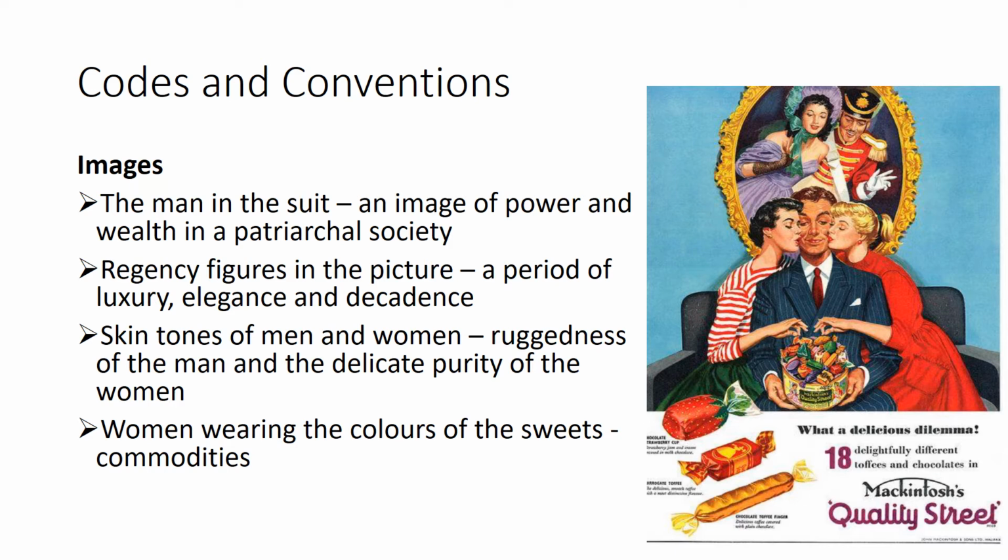The skin tones of the men and women are interesting, a much darker skin tone for the man, hinting at his ruggedness, whereas the white, bright skin tone of the women very much links to their delicate purity, reinforcing expectations of femininity in the 1950s. The women are wearing the colours of the sweets themselves, perhaps linking to the idea that the women, like the sweets, are commodities, something to be owned by the man.